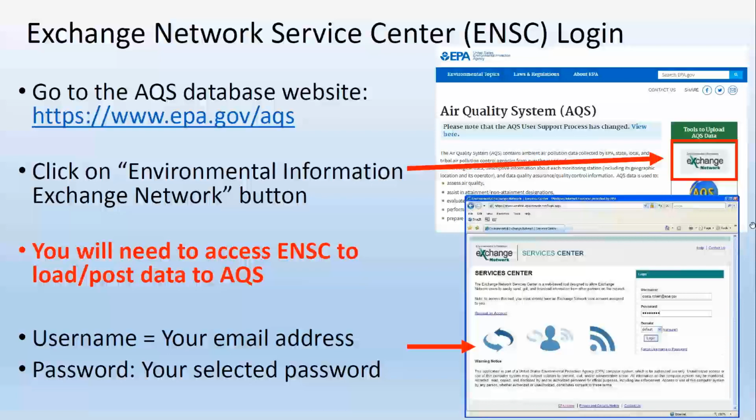So the way you get to the Exchange Network, you can go to the AQS website, epa.gov/AQS. You click on the Environmental Exchange Network to get from there. You can also get to it from the batch form. If you're on the batch form, there's a button that says go to the ENSC, and presumably you will have already registered for the Exchange Network Service Center when you get to this point. So we're going to talk about what you do the first time you access it and then later times. We can go to the next slide.